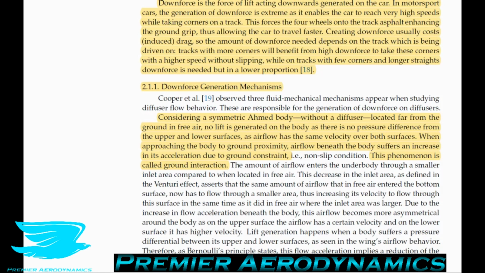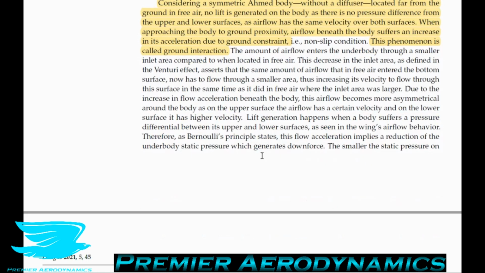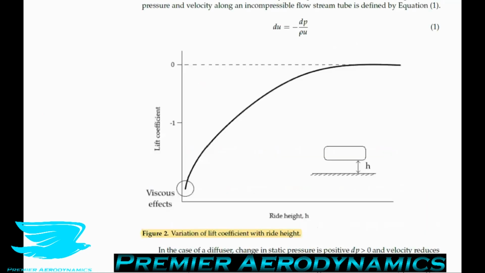When approaching the body to the ground proximity, so when you put the body closer to the ground, air beneath the body suffers an increase in its acceleration due to ground constraints. In other words, as you get closer to the ground, you're shoving all this air underneath the armored body, and because the cross-sectional area is becoming smaller, the air has to accelerate, and you get a pressure drop. This phenomenon is called ground interaction. In figure 2, they have the variation of the lift coefficient with ride height for this armored body. And this is really cool. I'll go through what they say first, and then I'll talk about some little bits that need explaining.